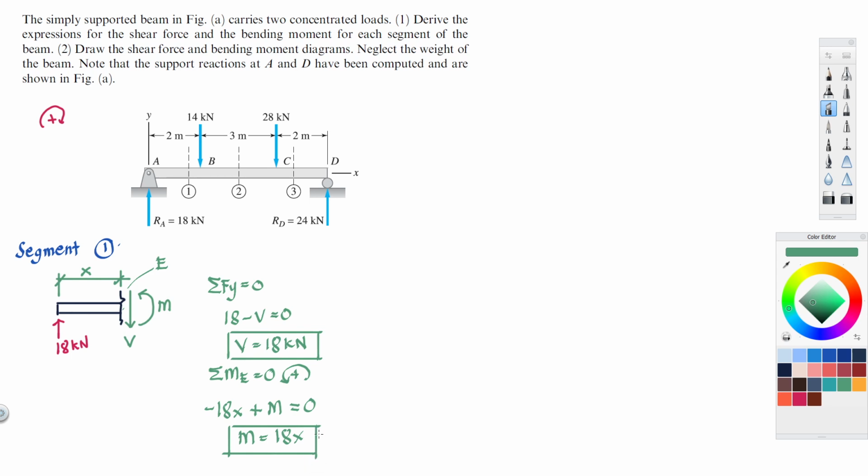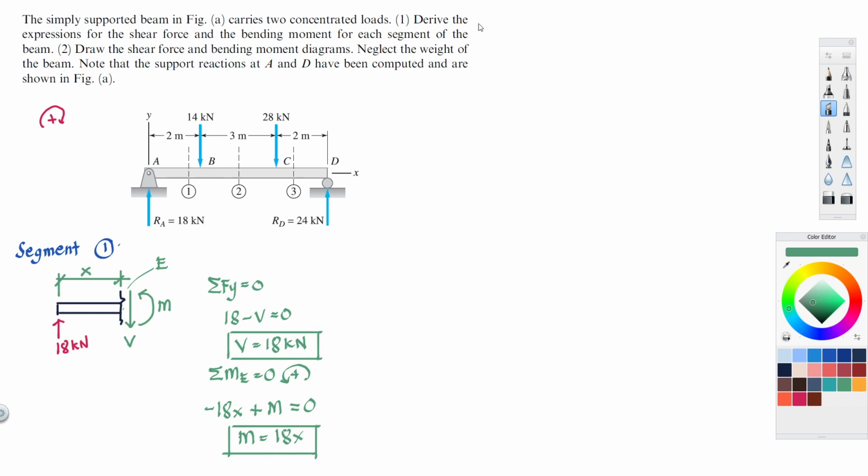So, mamaya papaliwanag natin yung shear and moment, kasi yung moment equation niya, kung mapapansin nyo, ang highest exponent is only 1. In short, linear lang siya. So, dapat yung pagdodraw ng moment diagram from A to B, of course, it should be linear. Okay? Next, punta naman tayo sa segment 2.